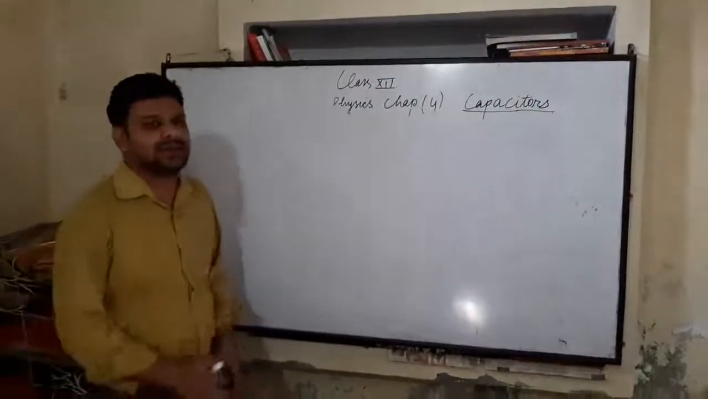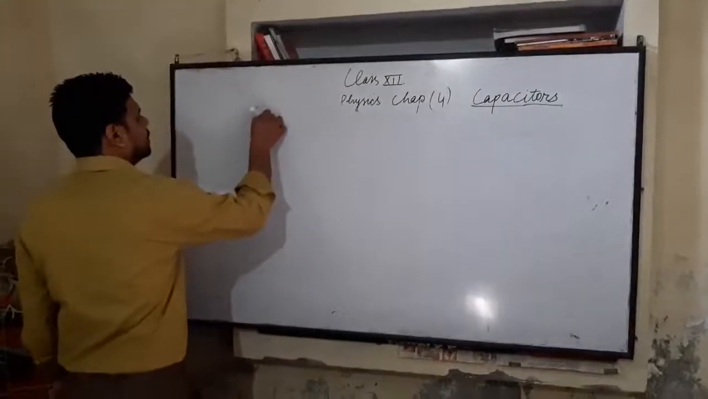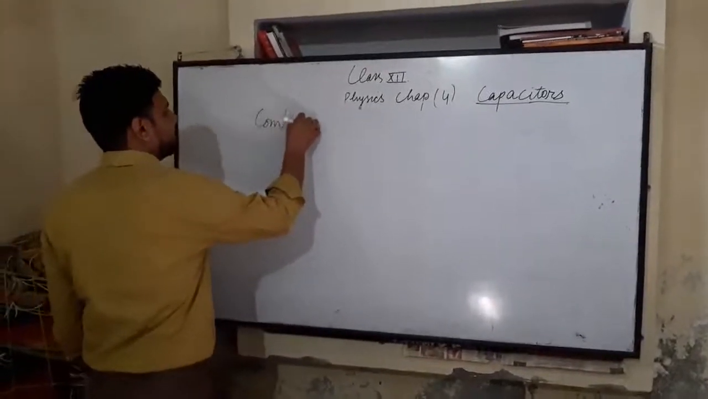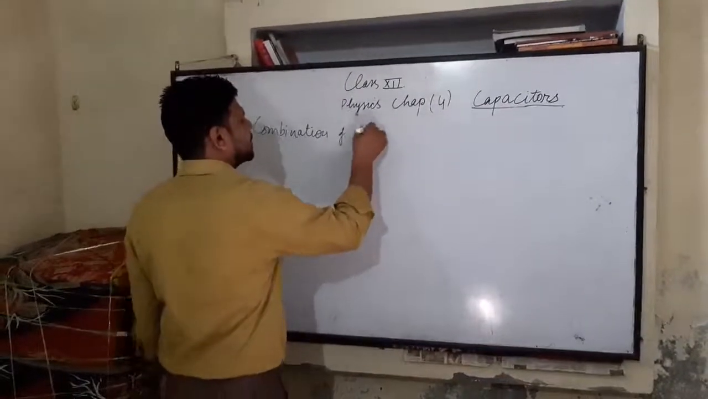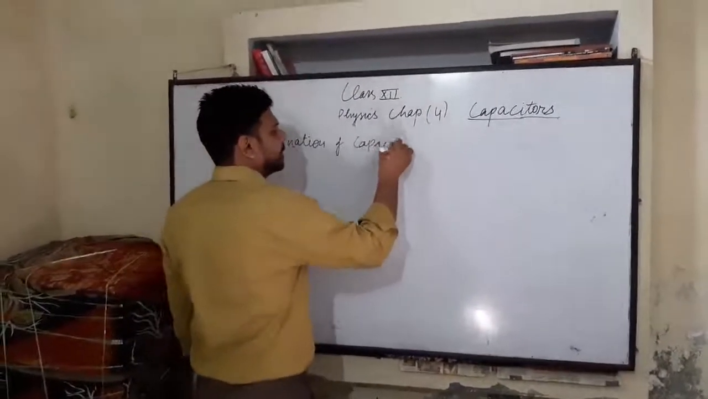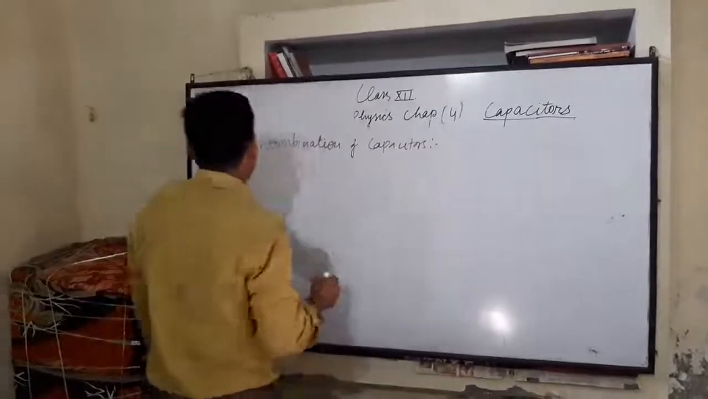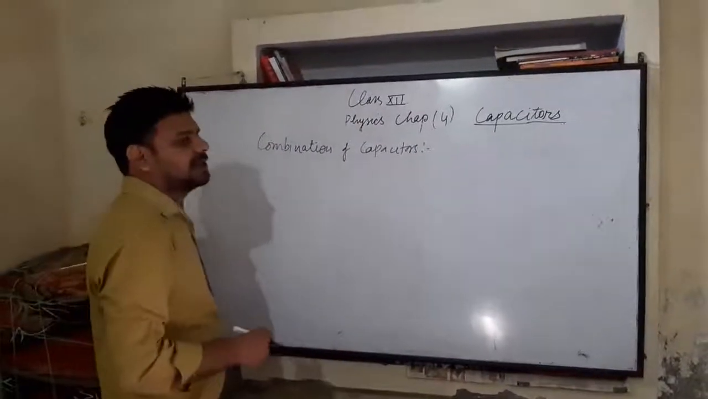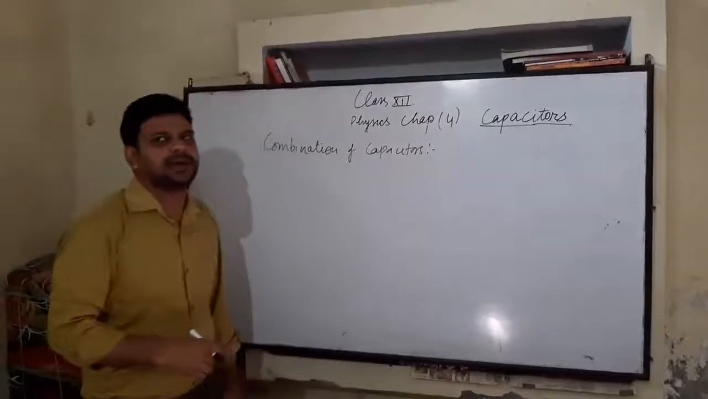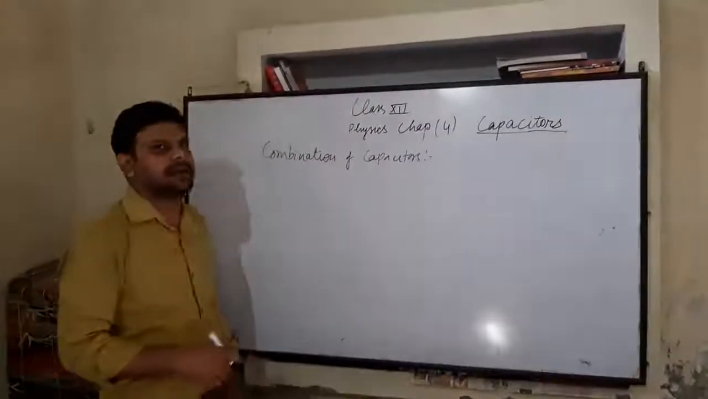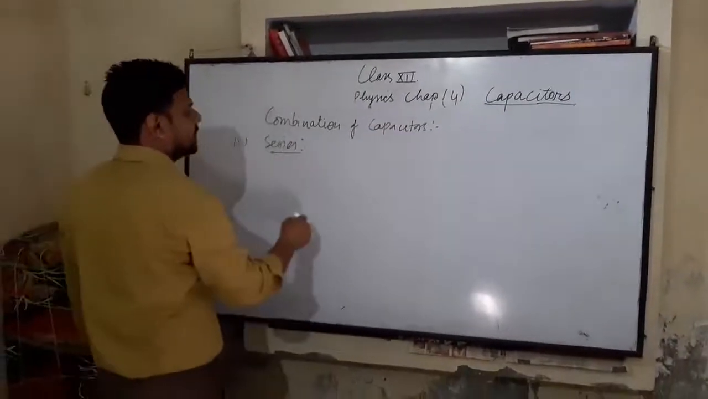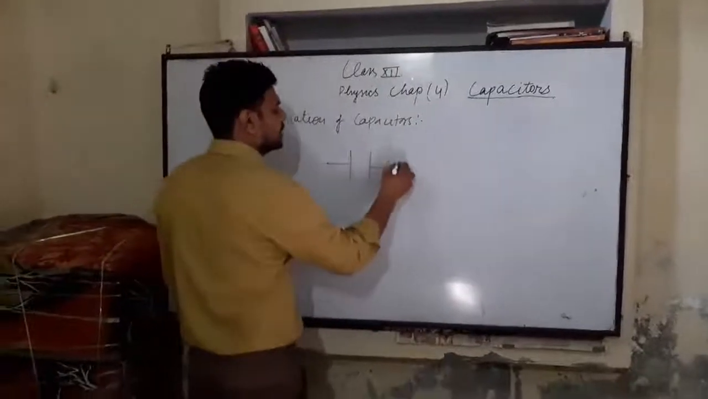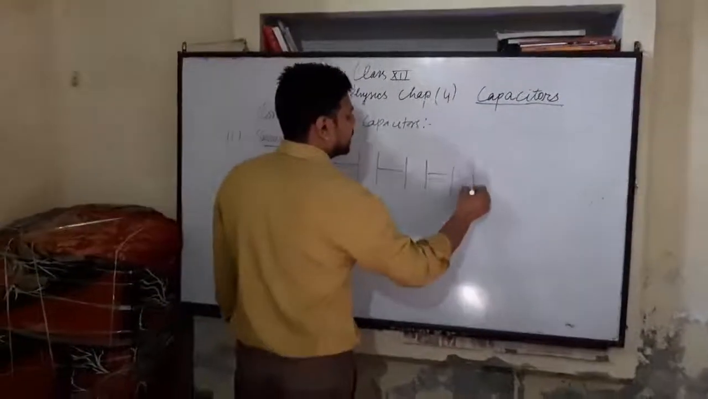Now we will do the combination of capacitors. We have two combinations in which we can join capacitors. One is parallel and the other is series. So first we will do the series combination. In series, capacitors are connected like this.